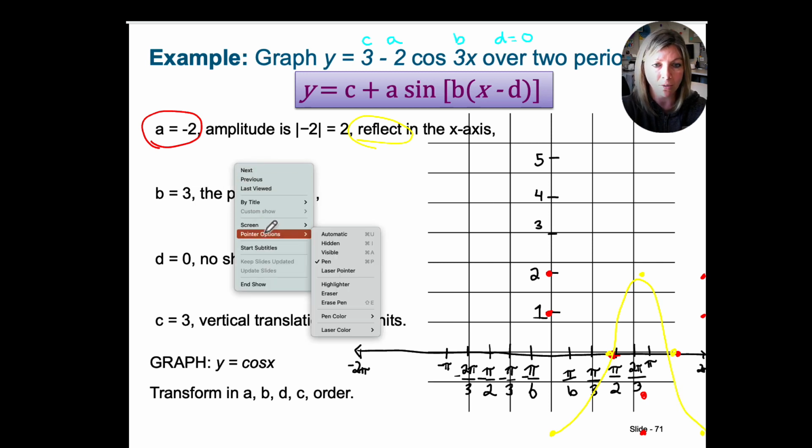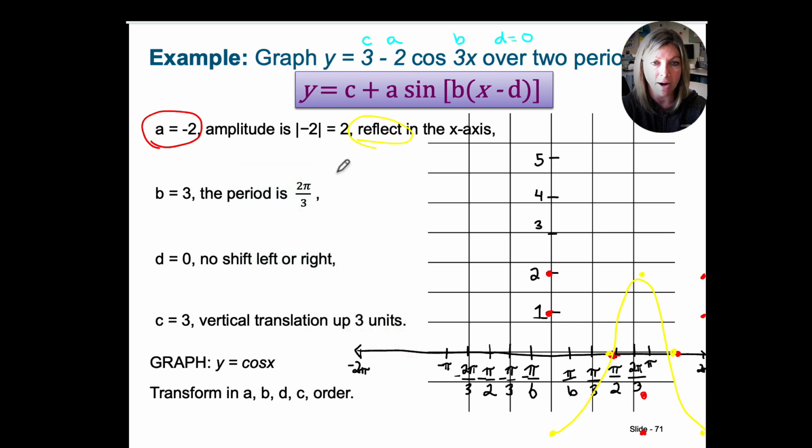Let's switch back to, I think we used green for this last time. All right, we're going to change the period to 2 pi over 3. So we're going to squish this down again. It's going to start here. It's going to end here this time. Halfway between, we're at our max. Halfway between these two, we're on the x-axis. And halfway between these two, we're on the x-axis.